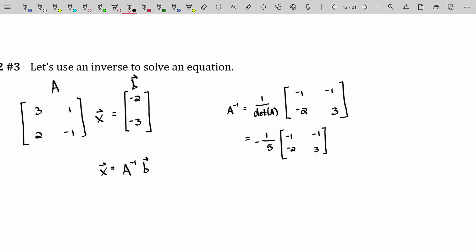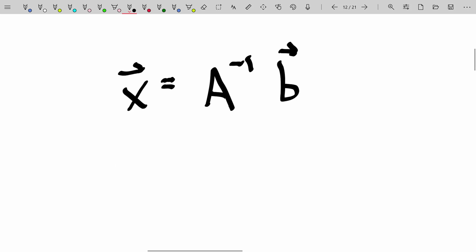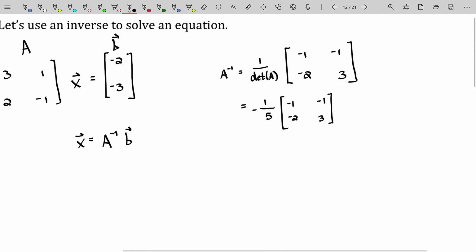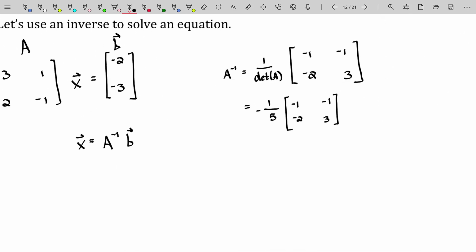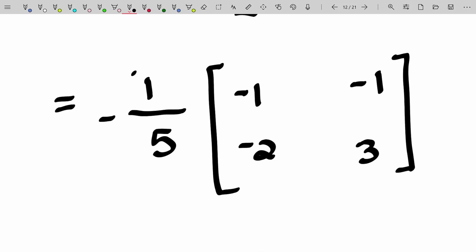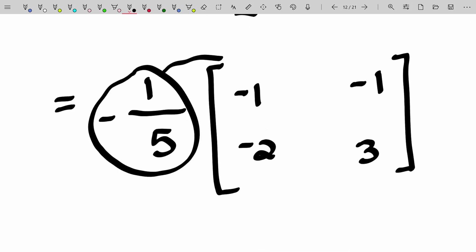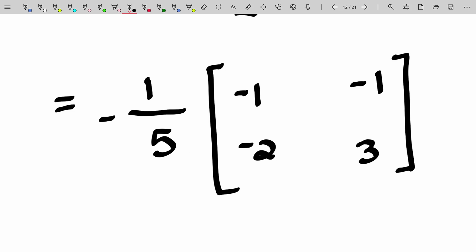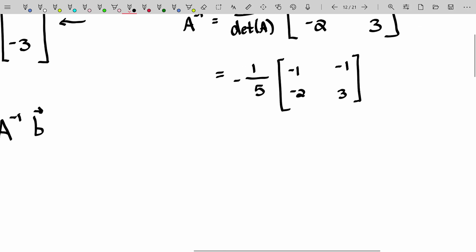I'm going to use that to figure out what our solution is. X is A inverse times B, B being the vector here, -2, -3. Now, one thing that a lot of students tend to do, and I don't blame you for doing this, is they take this fraction and they immediately just plug it in. They just multiply everything through. I'm going to tell you right now, you don't want to do that. Mainly because you're just going to create a lot of fractional arithmetic in the end. Let me show you what I mean by that.